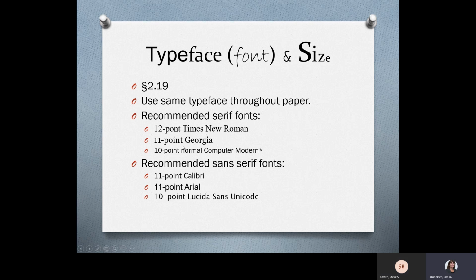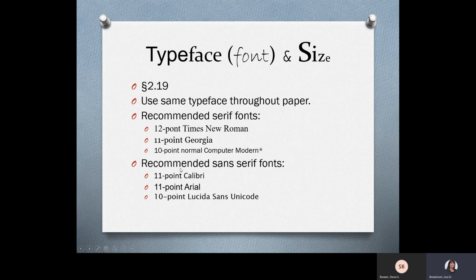Okay, and then a sans serif font is a font that does not have those little strokes at the end of the letters and numbers. So, the recommended serif fonts that APA provides are the 12 point, and I spelled point wrong there on the slide, that should be point, not pont, Times New Roman, and you can use also 11 point Georgia. And then there's a 10 point normal computer modern font that I'm not familiar with.